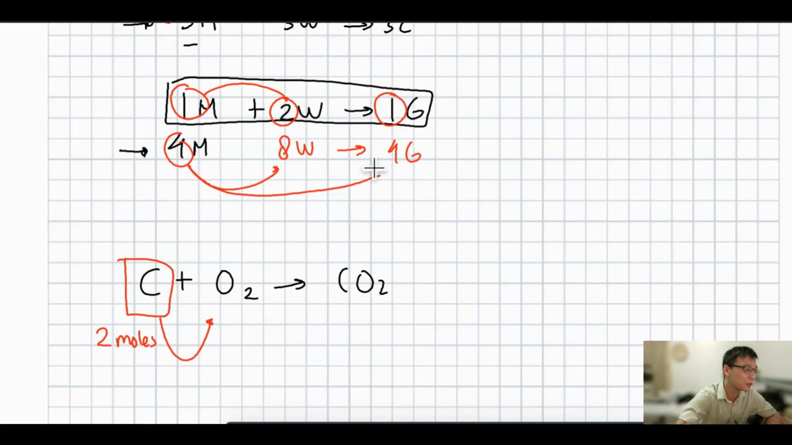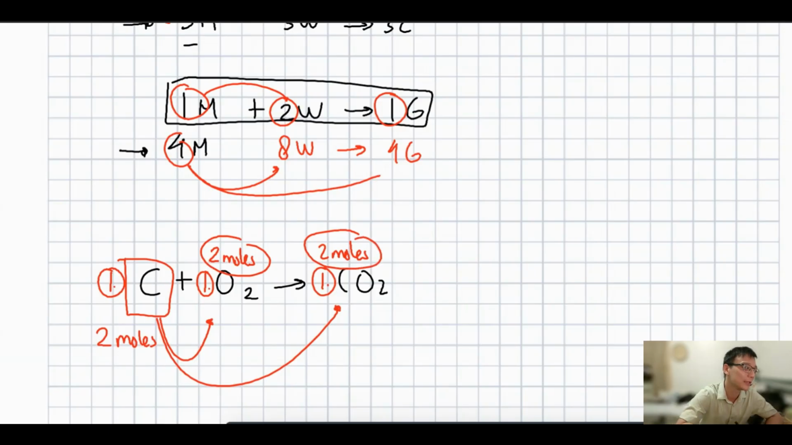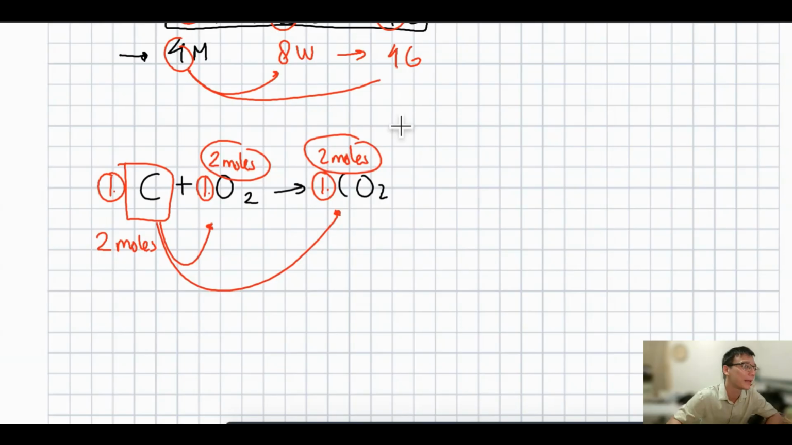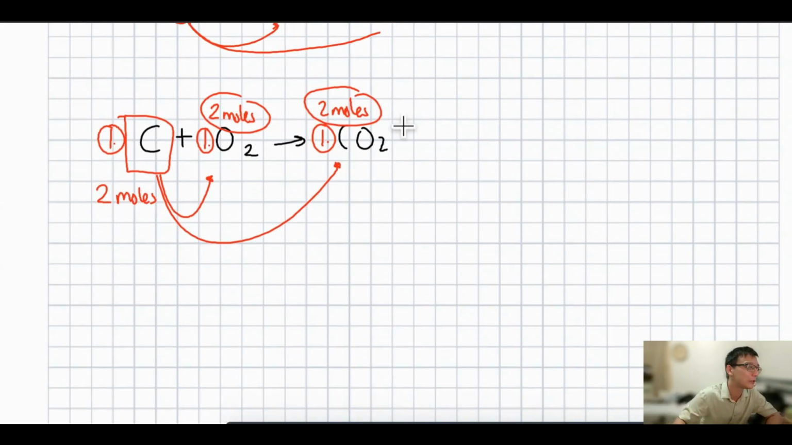So if the question asks you to deduce the number of oxygen and the carbon dioxide needed, then yeah, we see the coefficients. The formula says one carbon atom would bind with one oxygen molecule to form one carbon dioxide molecule. So everything here is one. Because carbon is 2 moles, and since everything is one, I suppose this would also be 2 moles. And this would also be 2 moles. The same, since the coefficients are all the same. But if the coefficient is not the same, then you need to multiply.